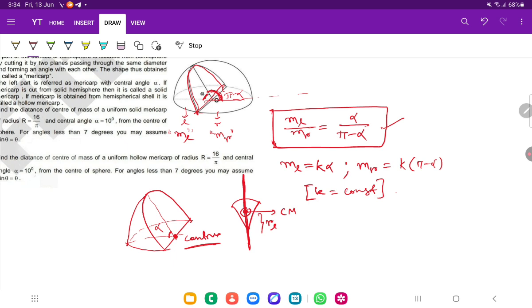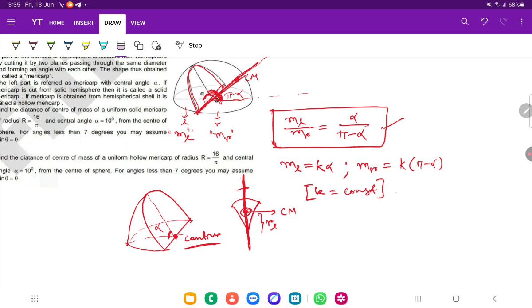Okay, so this was my first claim, that the center of mass will lie on the angle bisector of angle alpha, as this is a uniform mass distribution case, so center of mass will definitely lie on this line due to symmetry. And the same logic goes for the right hand side medicap as well, that we will claim for this medicap somewhere here the center of mass will lie. This line is the angle bisector of pi minus alpha angle, right?